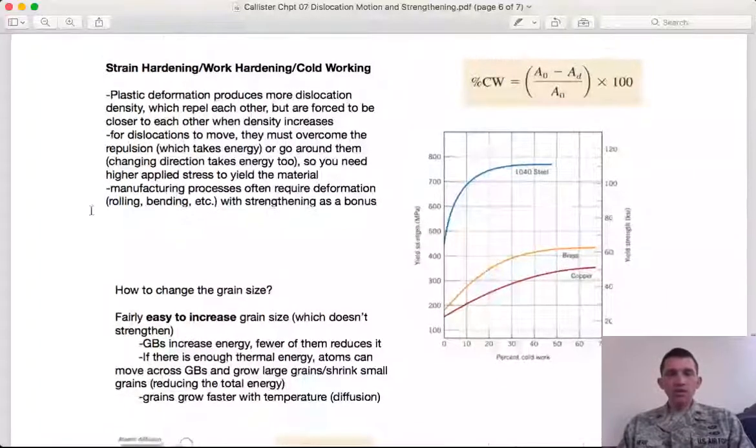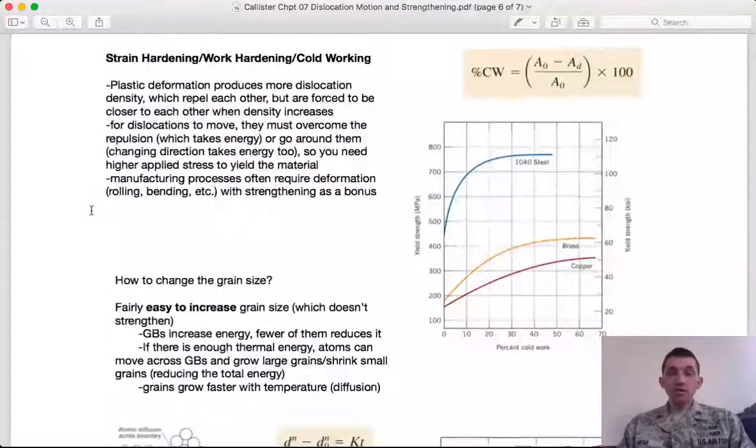And usually, right, we are going to deform a material anyways during the manufacture, whether we're bending it, or rolling it, or extruding it, something like that. We're oftentimes imparting lots of plastic deformation as a part of the manufacturing process, and we can get the strengthening of the material as a bonus, right? So typically we think about percent cold work as similar.